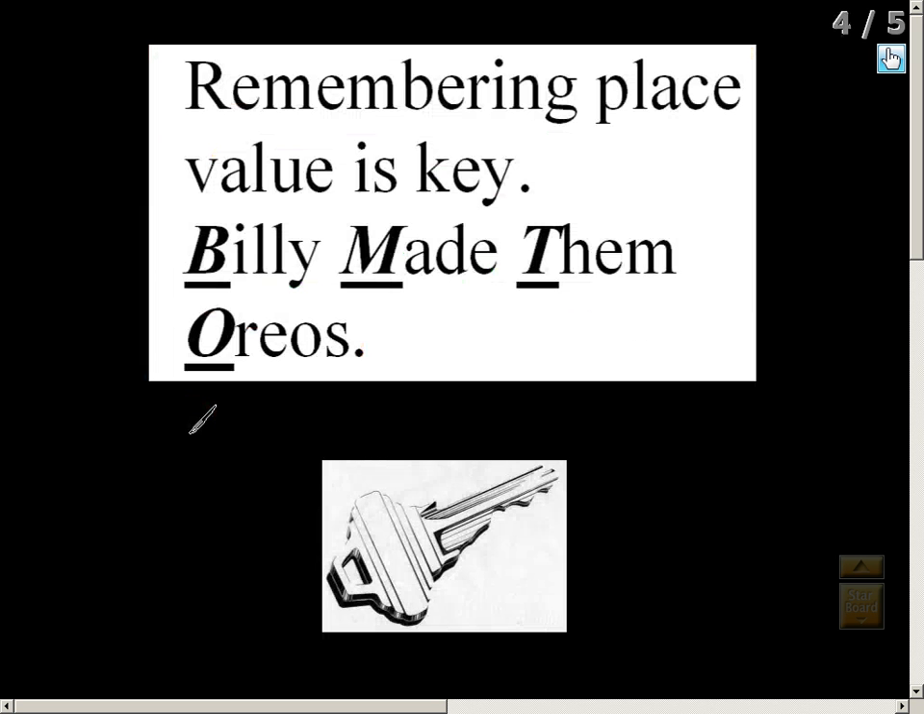Now, here's a little tip on remembering place value. This is very key. Not as important as just memorizing place value in general, but the little saying of Billy made them Oreos can help you remember that the B represents the billions place, M millions, T thousands, then the O is the ones place. So I want you to pause the video now and write this down in your notes as well.